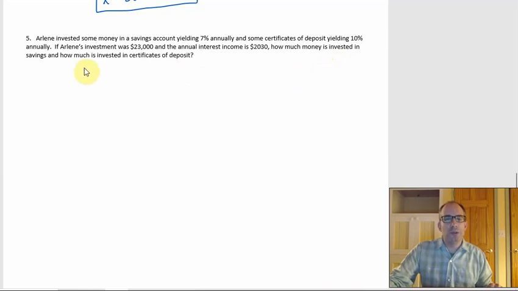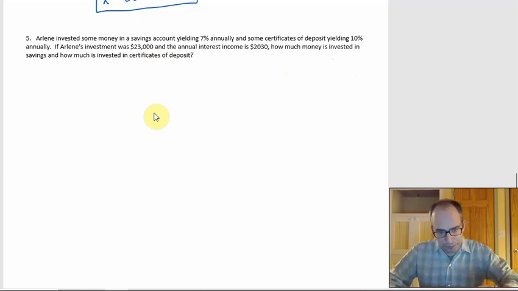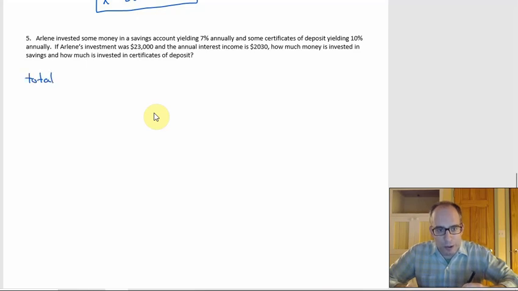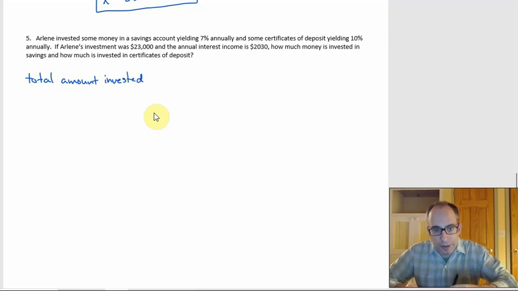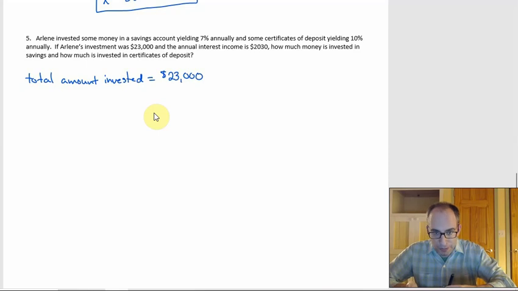So these two unknowns, they've got to add up to $23,000. That helps. So we do know that, and I think that's a good starting point. So I'm going to say that the total amount invested is $23,000, right? We know that, and it's broken up into two pieces.